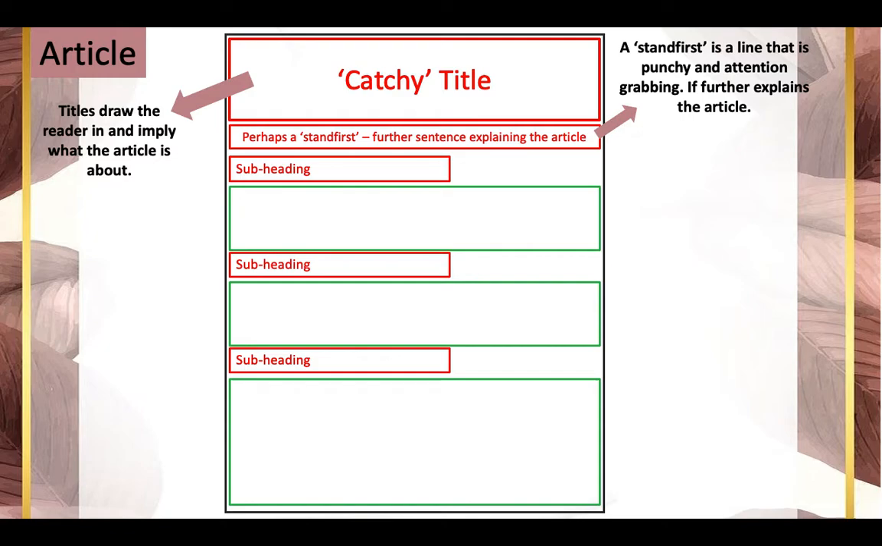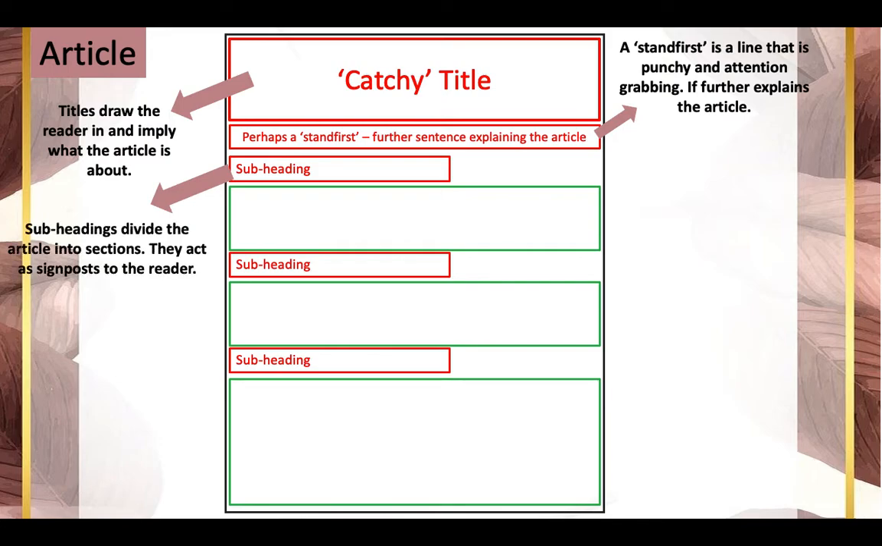So as it says there, a stand first is a line that is punchy and attention grabbing. It further explains the article. So here you could elaborate on who has been interviewed for this article, or the viewpoint in this article, or what the reader is meant to deduce from the article. So we've got a title and then a further sentence that explains the article.